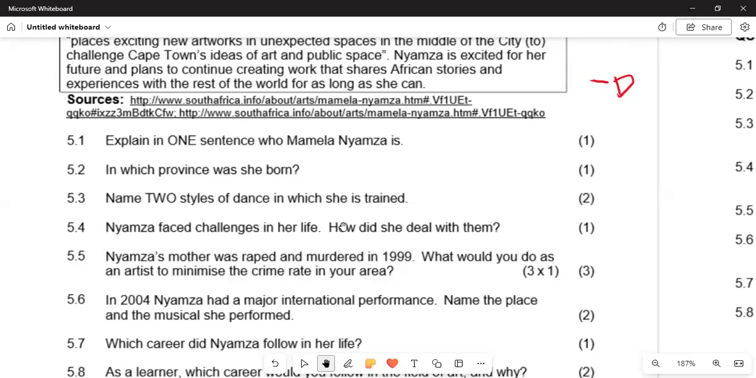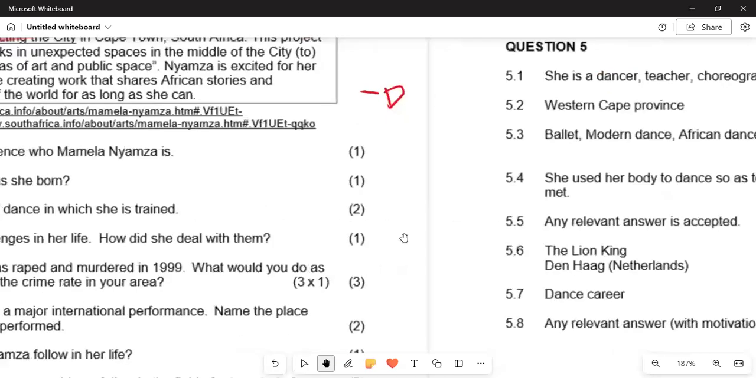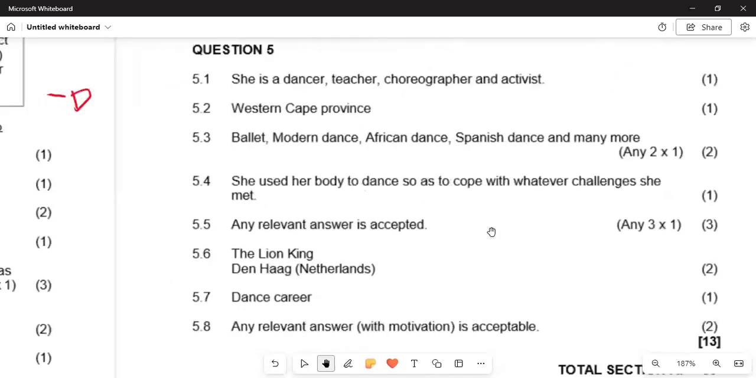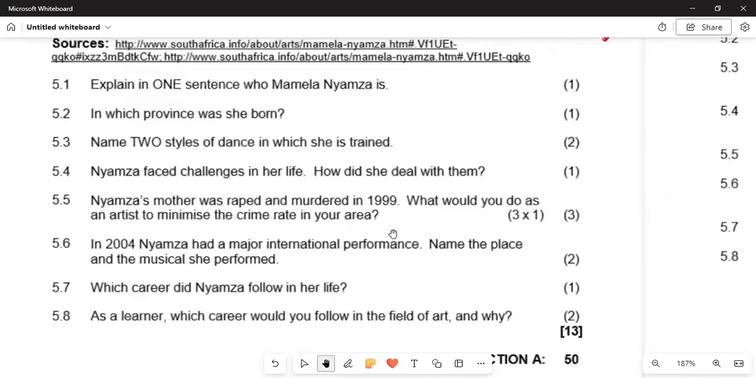And 5.5, Nyamza's mother was raped and murdered in 1999. What would you do as an artist to minimize the crime rate? For 5.4, she used her body to dance to cope with whatever challenges she met. And what is it that you can do? You can run a public awareness campaign in order to let society know about the crime, and that would minimize the crime rate in your area.